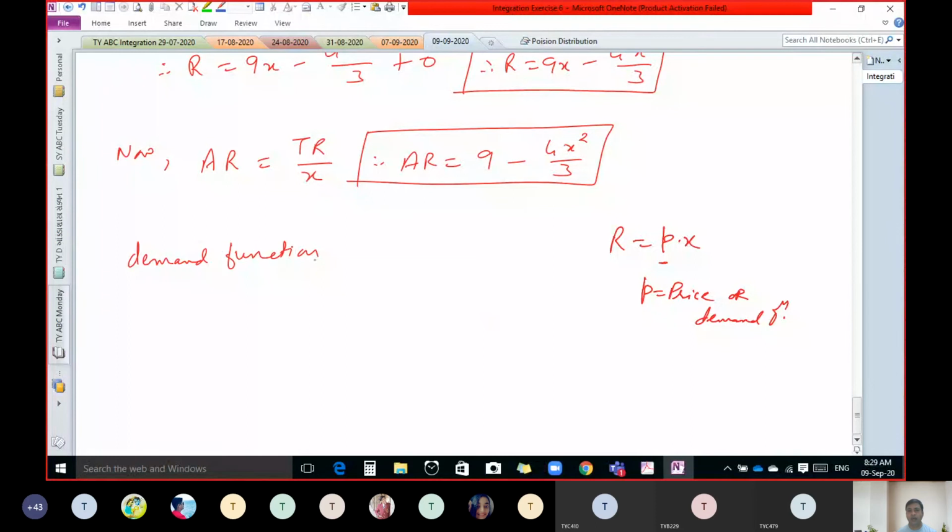So now tell me, what is the demand function? That is nothing but P. That is also the same as R upon X. So the demand function P is R upon X. P is nothing but R upon X, that is nothing but average revenue. For this question only, not every time. Please bear in mind. Here in this question, your average revenue is the same as the demand function, not every time.